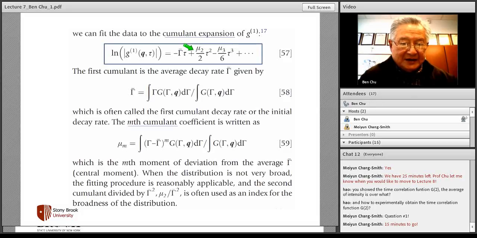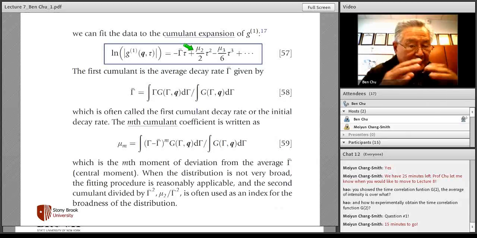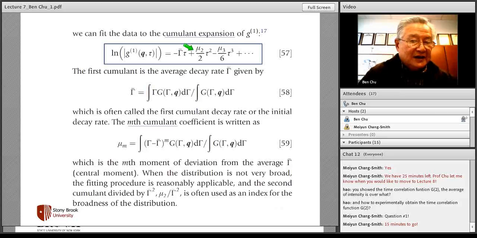Again, this gives you a dimensionless quantity. This is an index related to the broadness of the distribution of the line width that you're looking at, which could be related to the distribution of the sizes you're looking at. Therefore, this will permit you to get some information about the polydispersity of the sample.